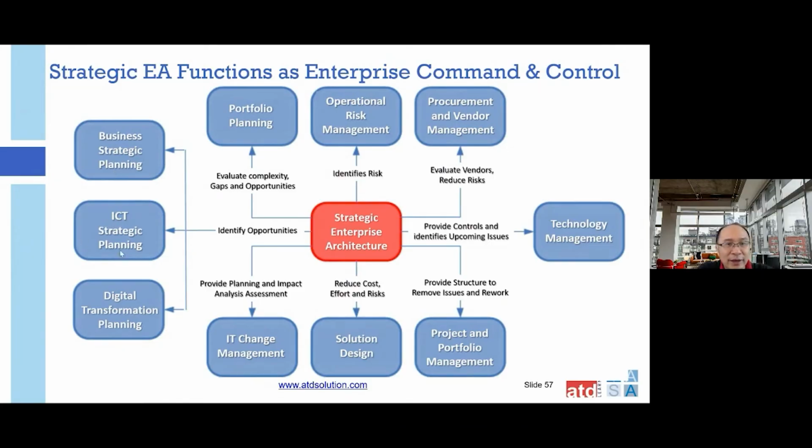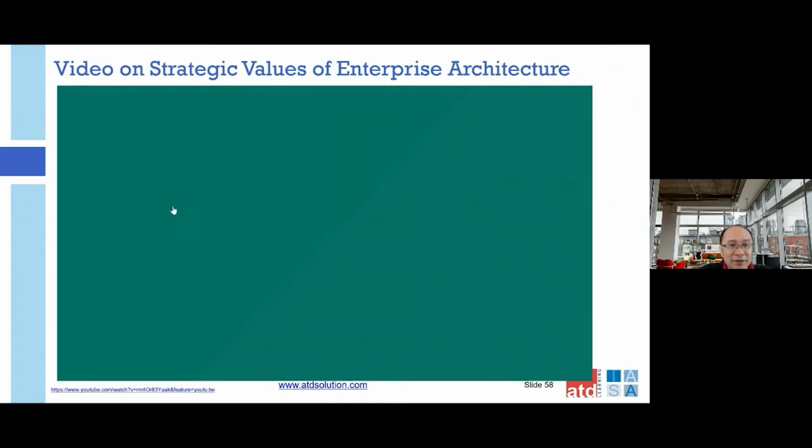we can use the EA to drive all the strategic planning. And of course, the portfolio, the risk, and the vendor management. We know exactly which technologies are required and what risks we can tolerate. And of course, technology management in terms of the portfolio, the life cycle, and also change management. So with that, let me share with you a short 1.5 minute video on the strategic value of enterprise architecture.